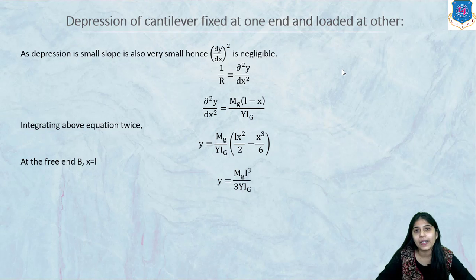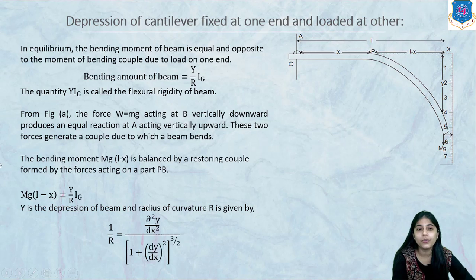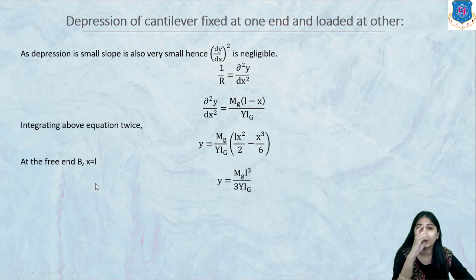upon 3YIg. What we are doing is substituting the value of 1 by R into this equation, mg(L minus x) equals YIg by R. So we'll get the depression. The formula of depression is mgL cube upon 3YIg. This is the final expression for depression of a cantilever fixed at one end and loaded at the other.